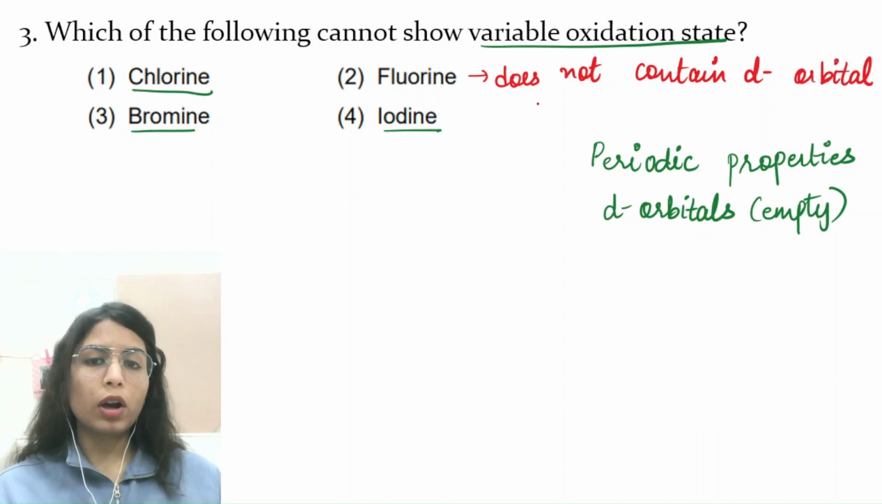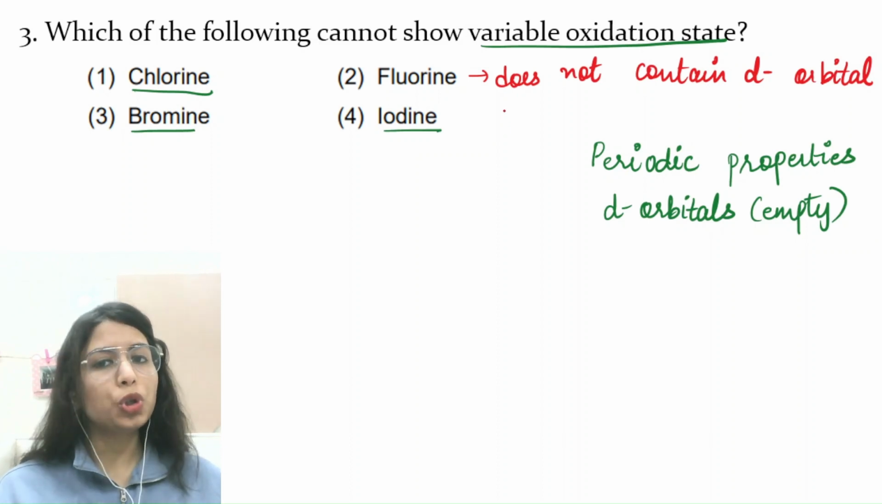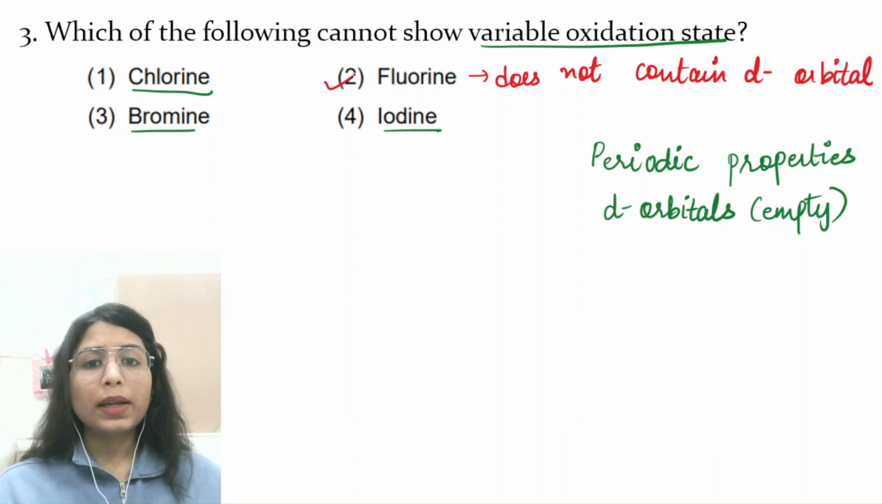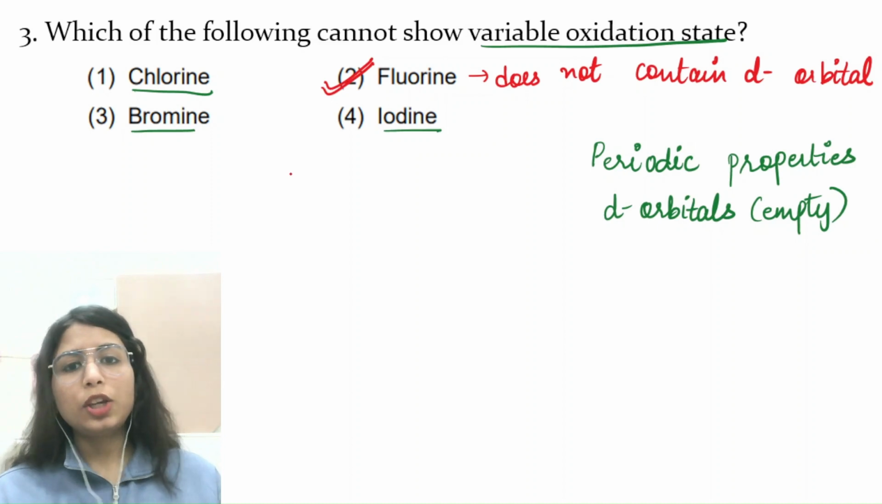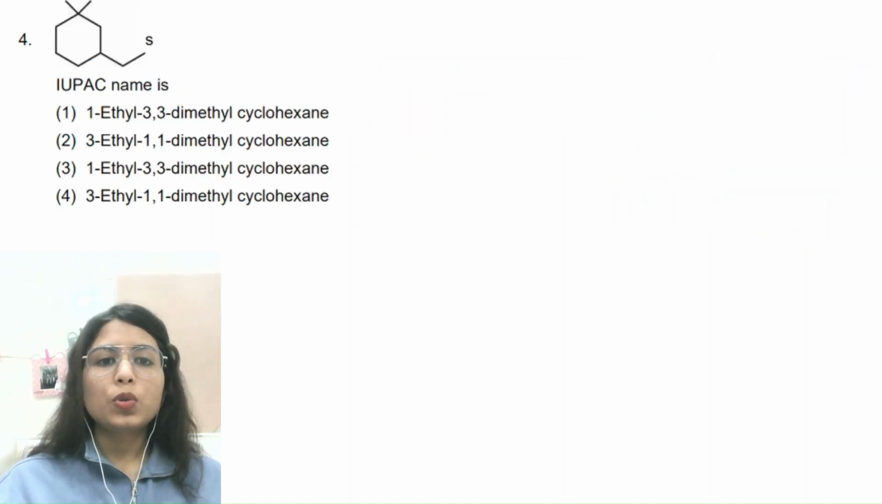Also, if you talk about the electronegativity, then fluorine is highly electronegative in nature, and this is also one of the reasons, due to its small size and high electronegativity, that it is not able to show the variable oxidation state. So it is quite an easy question. I hope you all must have done this question correctly. So the correct choice would be fluorine. Okay, let's now move on to our next question.